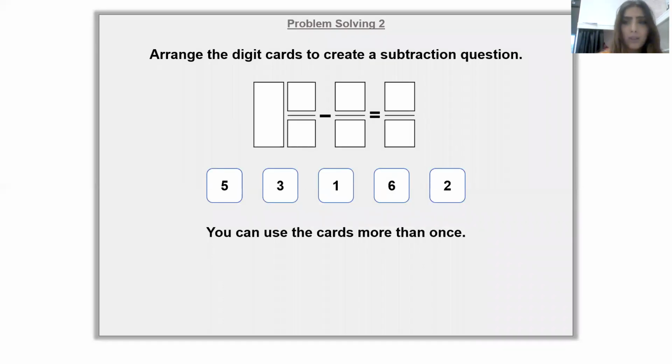Now, what I'd like you to do is try and work out what you could add in those numbers to make a subtraction question. I'd like you to work these out, and I'd like you to show me, and then I will give you the answers when you come in.